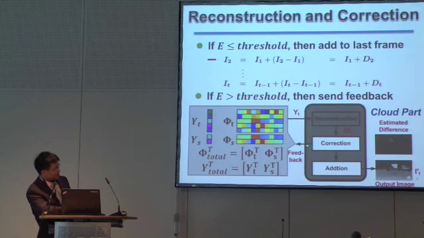If the result is wrong, the cloud part transmits a feedback signal to the client part to request more measurement. The client part then transmits the supplementary measurement YS and the supplementary random matrix phi-S to the cloud part. The cloud part then appends them to the original YT and phi-T. Then we get the new phi total and Y total. Using this new pair of Y total and phi total, we can solve for the more correct result.